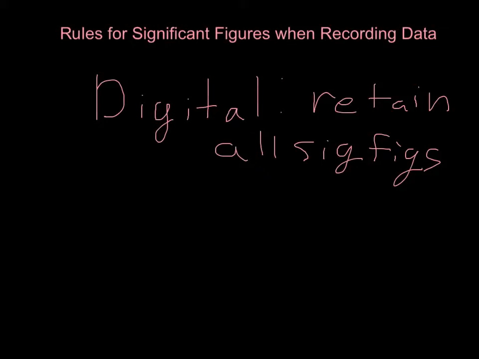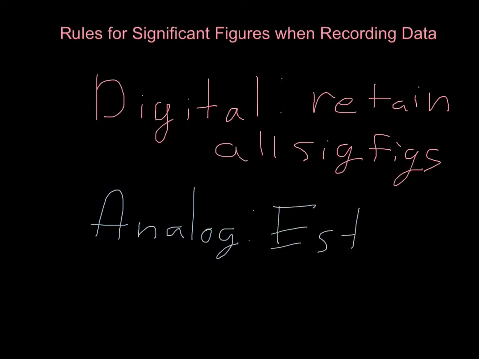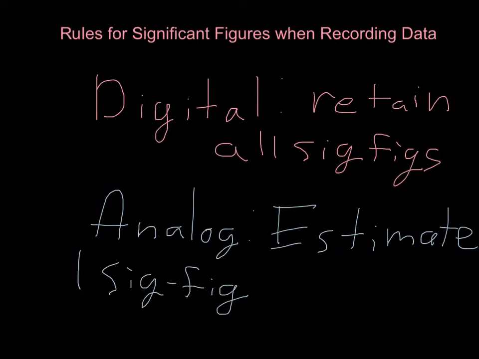On the other hand, if you have an analog instrument, the rule is that you will estimate one significant figure beyond the smallest division that you have.